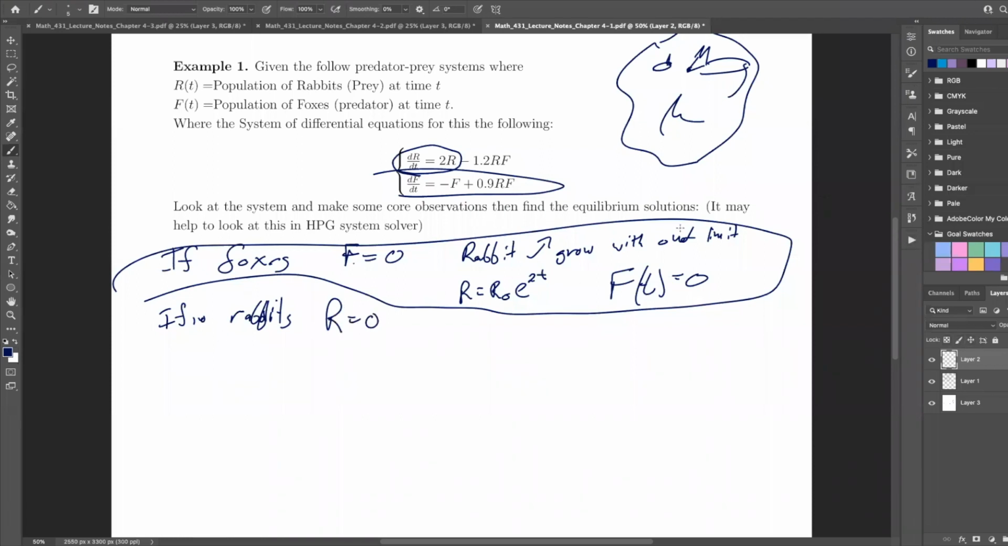So it happens. So let's pretend we have no rabbits. If we have no rabbits, our rabbits stay 0, right?